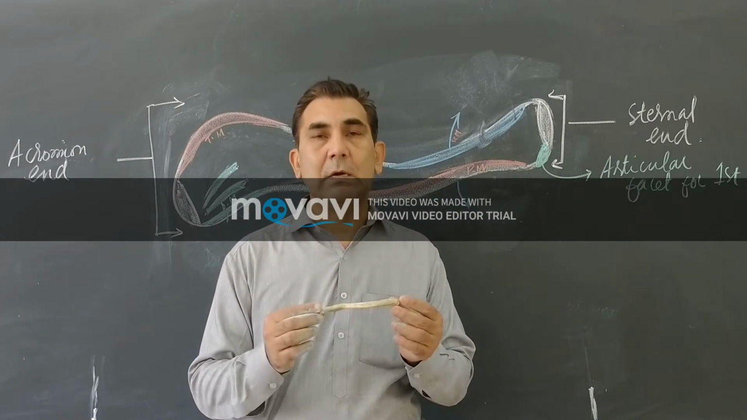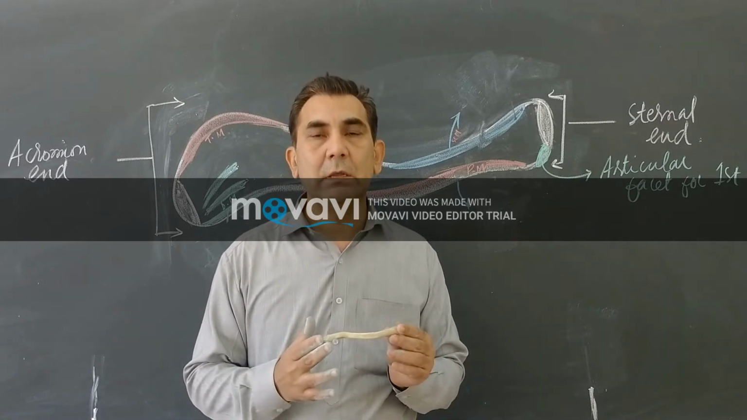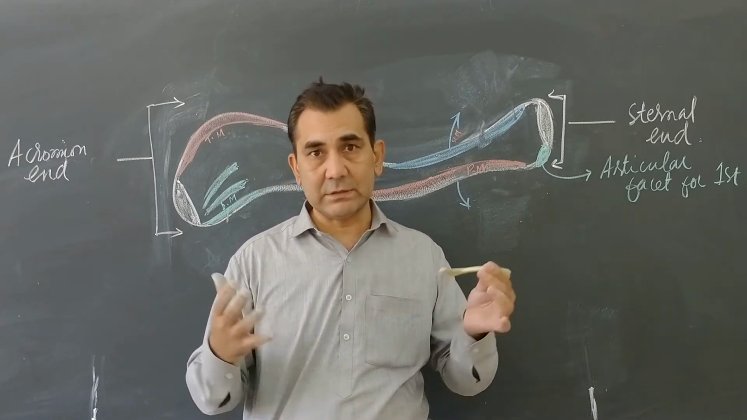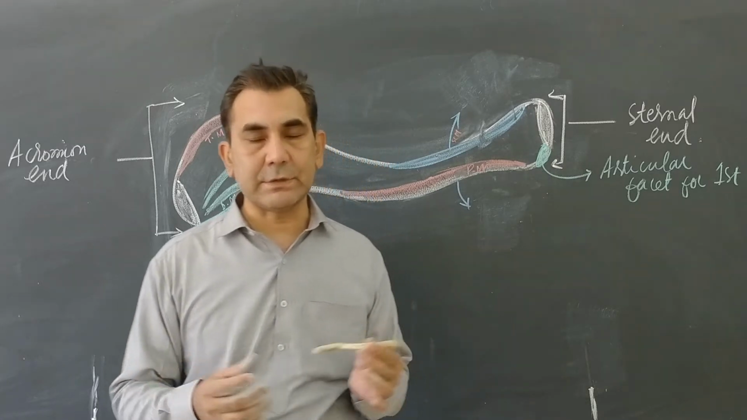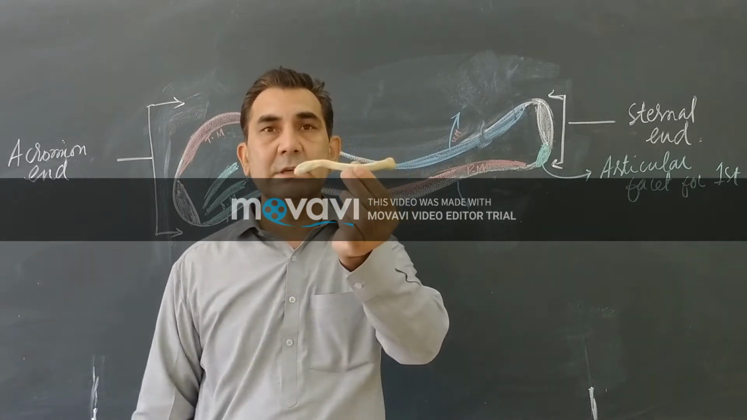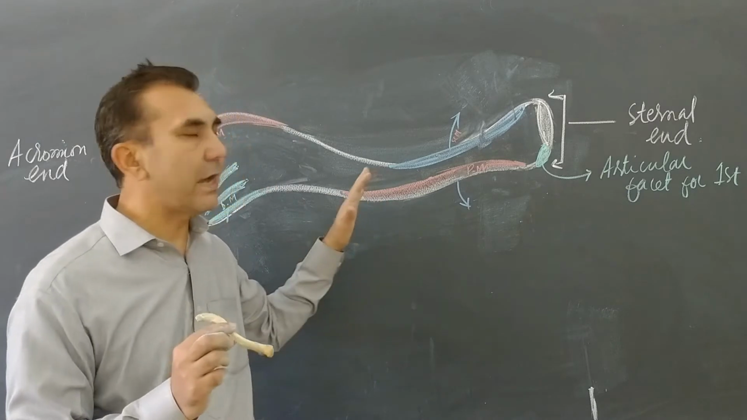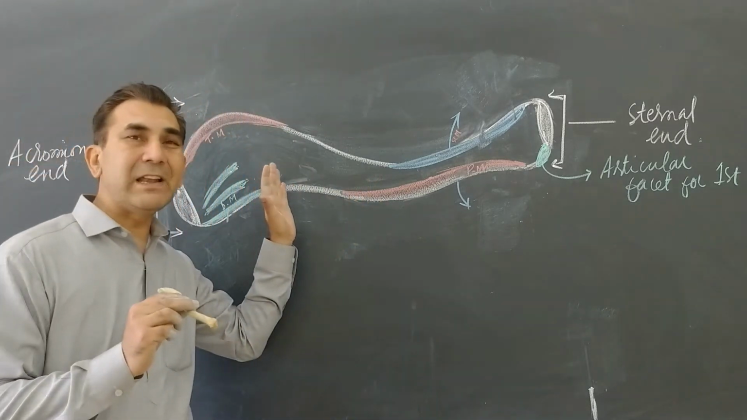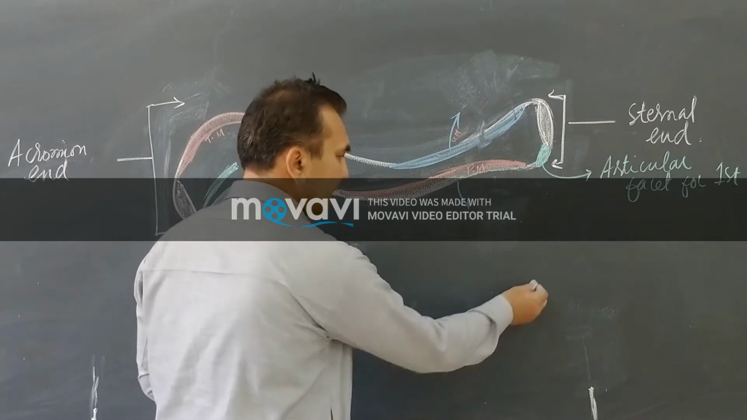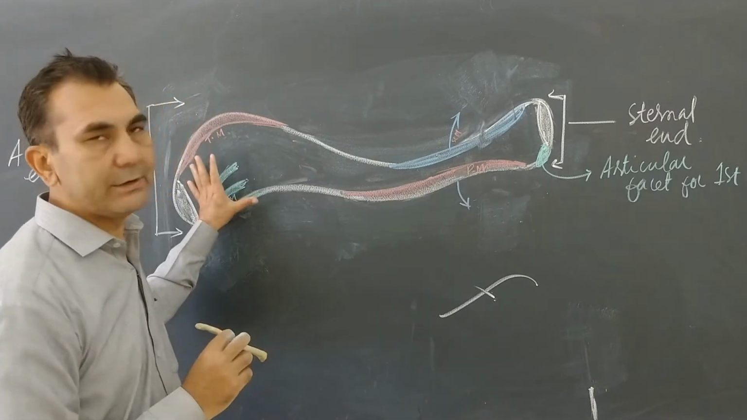Now, this is the best question for the anatomical viva. The examiner asks: tell me the name of this bone, and how you can identify whether it belongs to the right side or the left side. This is the clavicle bone. If you see the clavicle bone, it has two curves and two ends. In the diagram, it is like an italic letter S. It is an S shape.